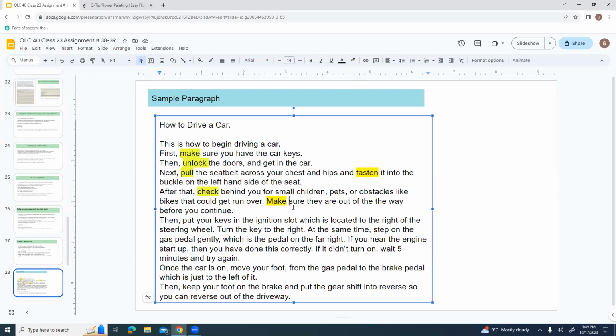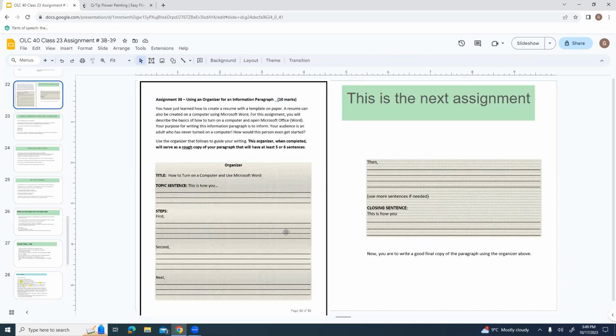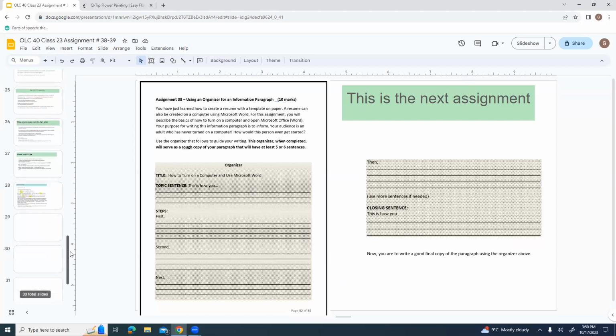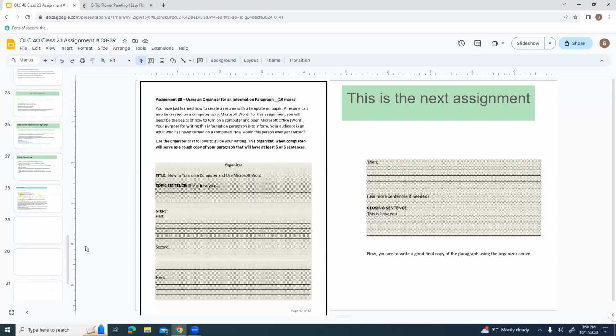It's totally fine. So first, do the rough copy, then write it over again without all the lines, without the organizer, just as a paragraph, okay? Then you're going to hand that in to me, and then we will work on the next assignment tomorrow. Maybe if we have time, we'll get to the next unit, but I'm not positive.